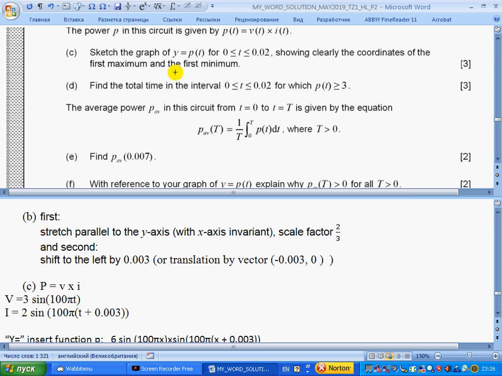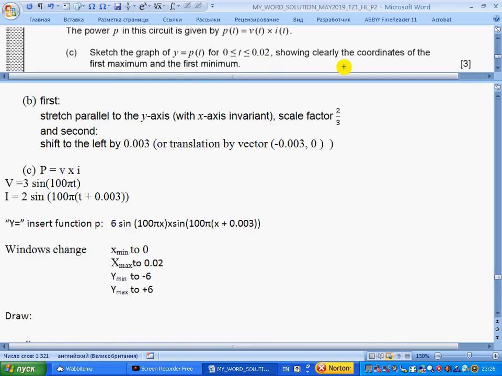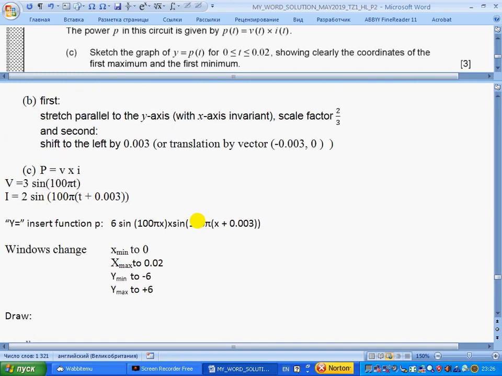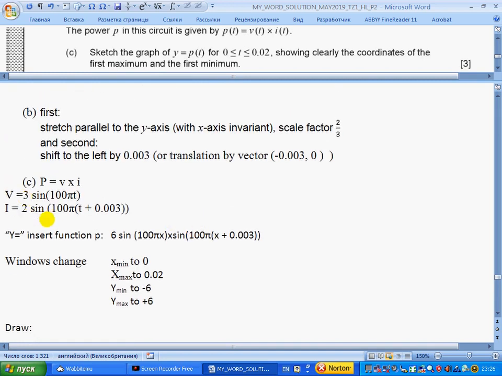Sketch the graph of P from t equals 0 to 0.02, showing clearly the coordinates of the first maximum and first minimum. So first of all, if we multiply, we get the function 6 sine.